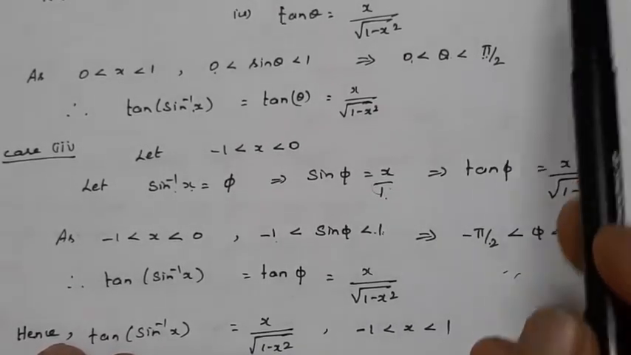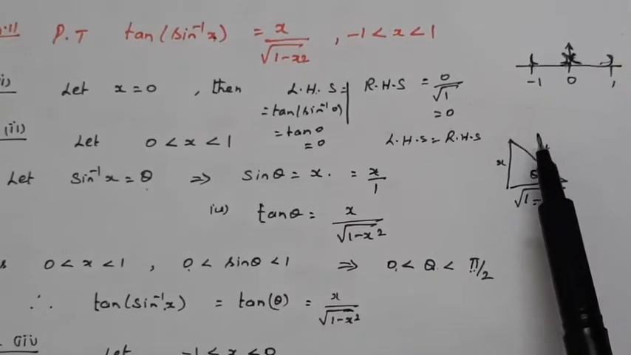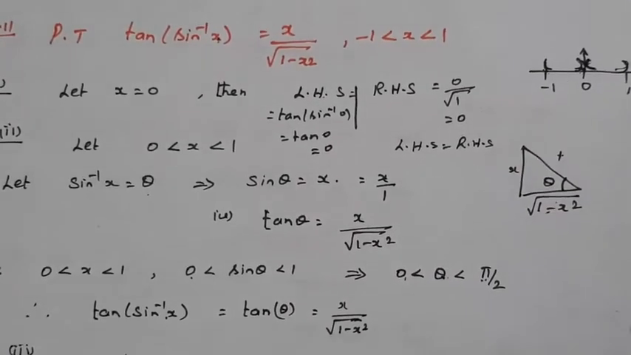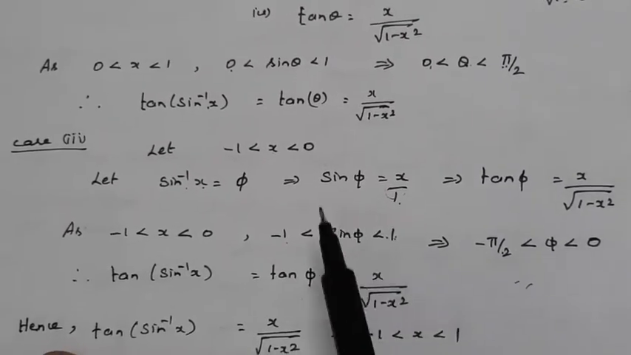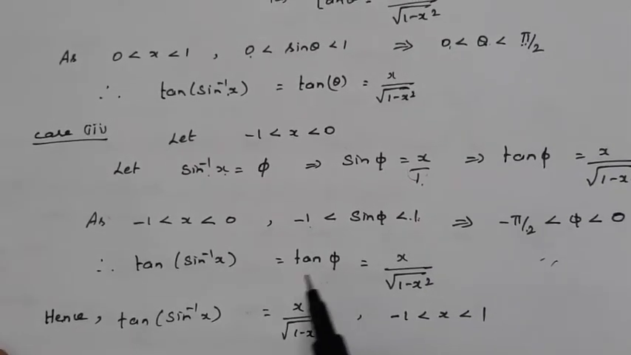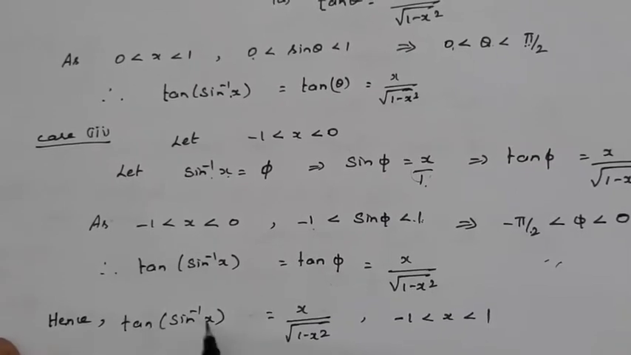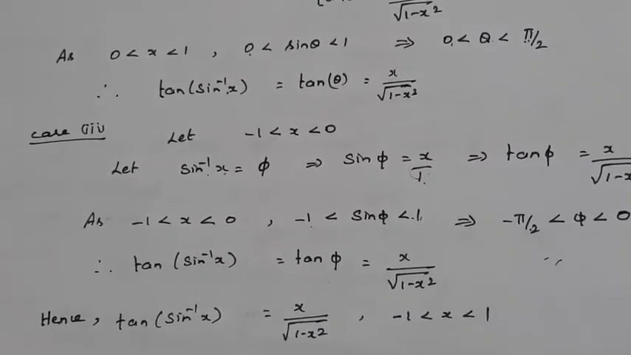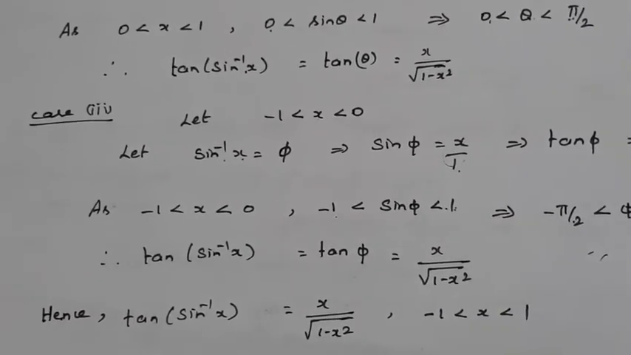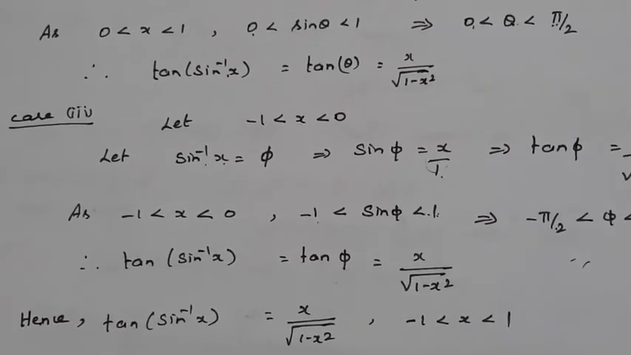That is, if x belongs to this open interval, the angle lies in the first quadrant, and if x belongs to this interval, the angle lies in the fourth quadrant. That is our restricted domain, and hence in both the domains we have proved the result, and hence tan of sin inverse of x is equal to x by root of 1 minus x square, where x lies between minus 1 to 1. Okay, so this is true in all the cases.